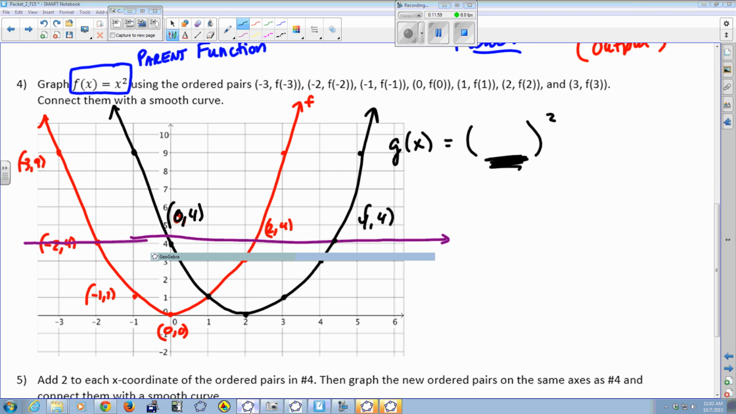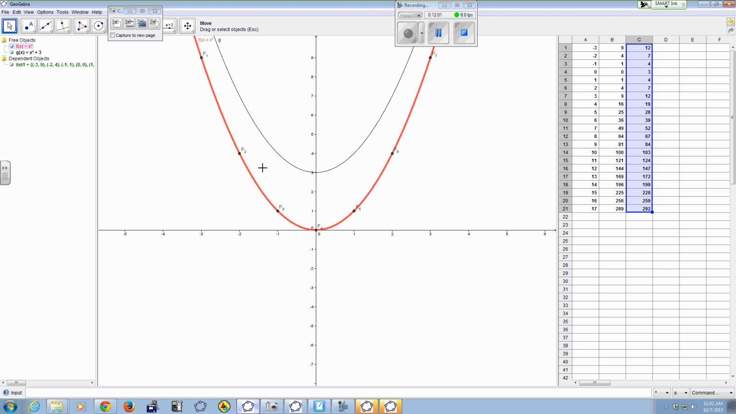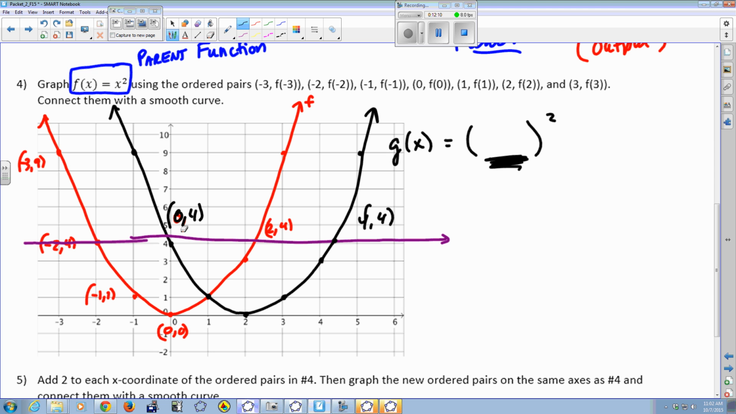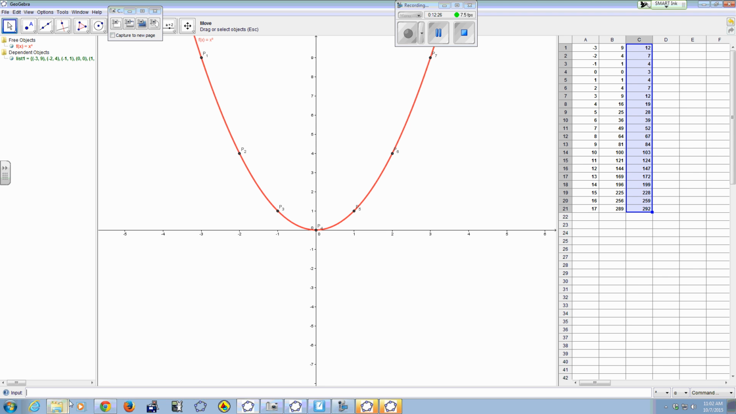So let's take a guess. Okay, so let me take out g of x here. I'm in GeoGebra here. So here's x squared on both graphs. Anybody want to take a guess as to what they think the equation is for the black graph if we've shifted 2 units to the right? Josh? x minus 2 squared. That's interesting. x minus 2, even though I've gone to the right 2.